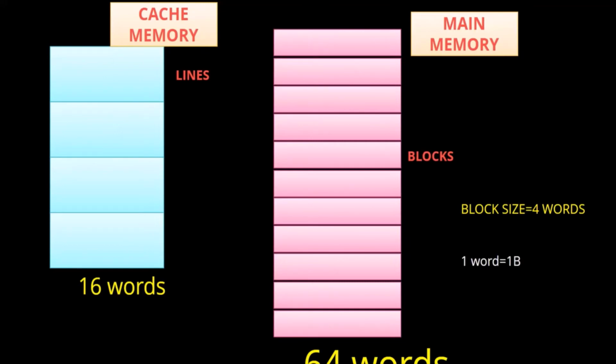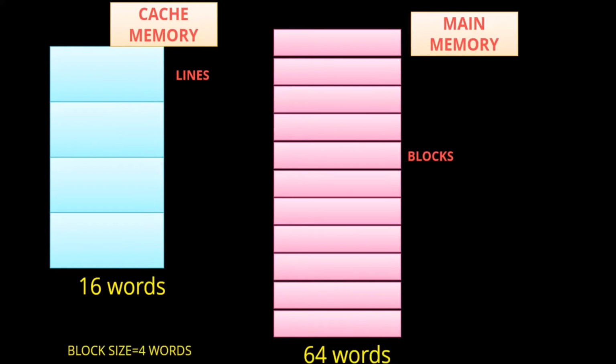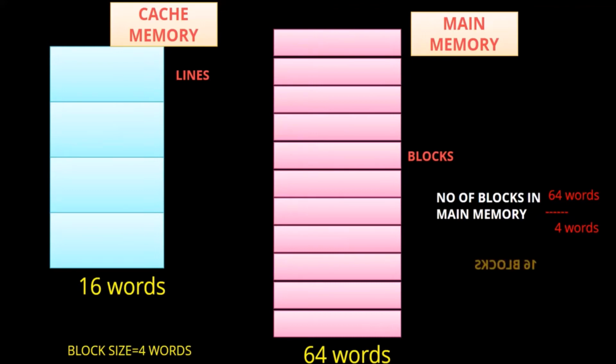So in total, how many blocks do we need if we have 64 words? To calculate that, the total number of words divided by the 4 words in a single block. So 64 words divided by 4 words is nothing but 16. So we need 16 blocks in the main memory to store 64 words. So this is block 0, this is block 1, and it goes up to 15. Why does it go up to 15? Because we are starting from 0. So in total, it's 16 blocks.